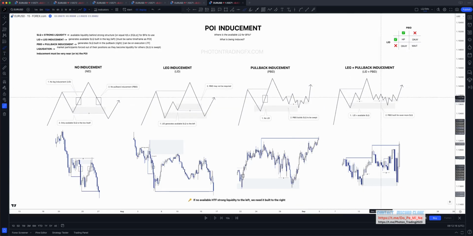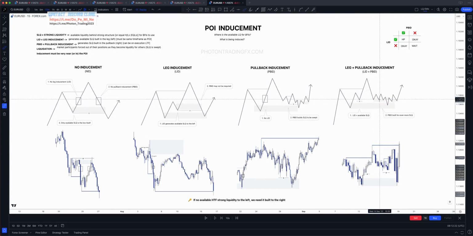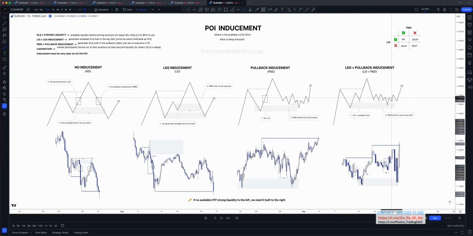Okay? Here, what do we have here? This is where we have both. We have both LID, leg inducement to the left, and we have PBID. We have it built in the pullback. That's an example with kind of equal lows. I personally prefer it when we actually get a break of structure. Again, we'll talk about this in the entry models, but it's just to get the example.